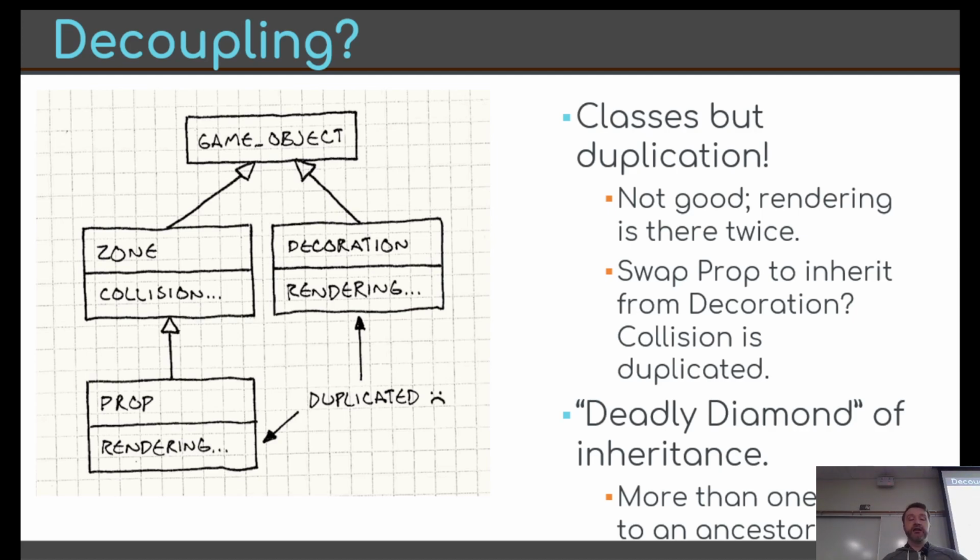So if we have more than one ancestor that we care about, like if we wanted to not duplicate code, we'd have prop here needing to inherit from decoration and inherit from a zone.